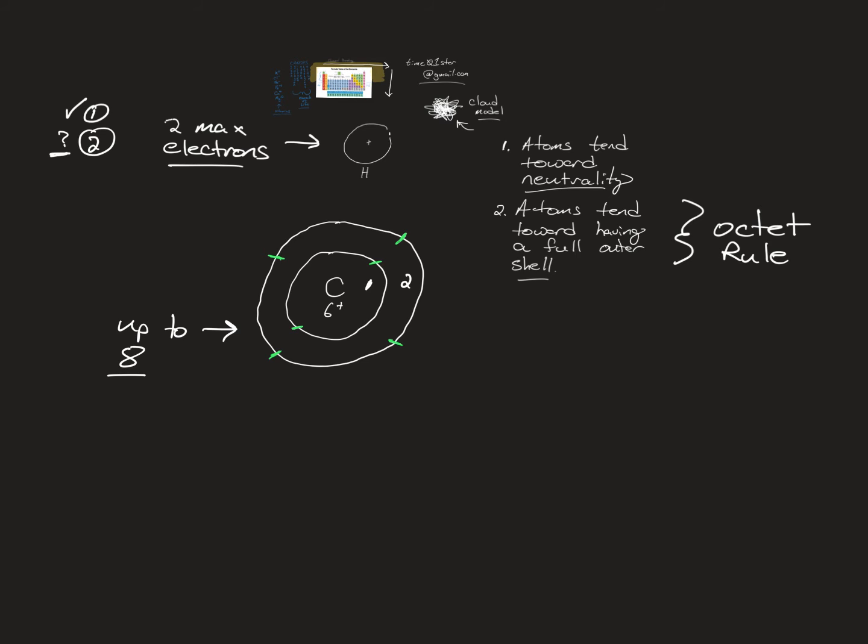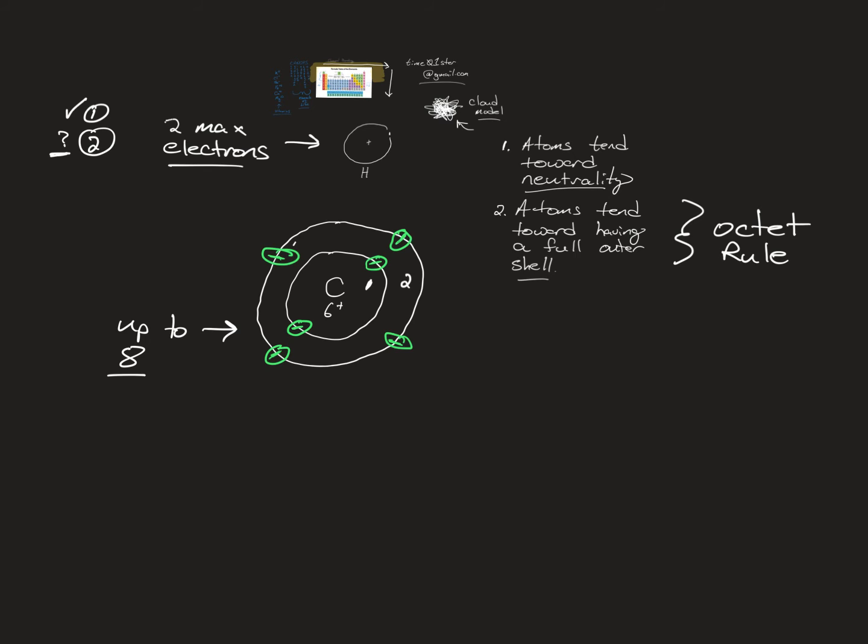Well, look, it has 4 in the outer shell. It has 4. Do you see them? Let me draw them in circles. This is 1 in the inner shell, 2 in the inner shell. The inner shell's full. We're done. There's 1, 2, 3, 4 in the outer shell, but it can hold 8. So how many does it need?